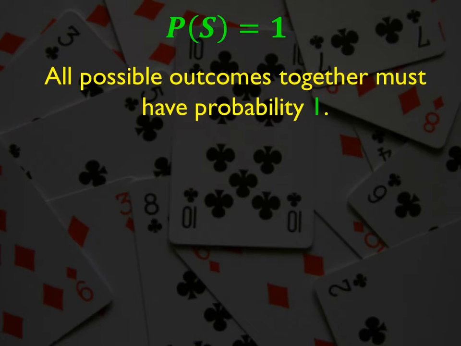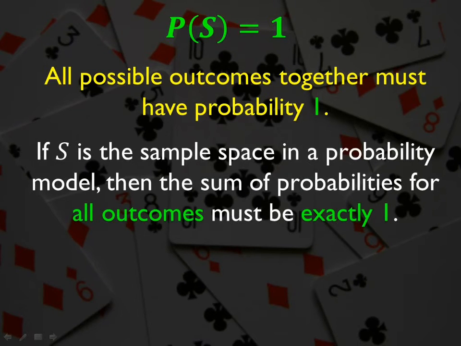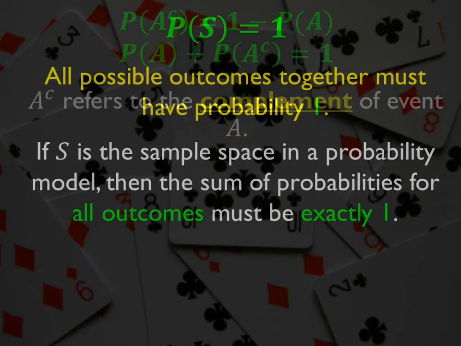Rule number 2, the probability of all the elements in the sample space equals 1. All possible outcomes together must have probability 1. So if S is the sample space in a probability model, then the sum of probabilities for all the outcomes must equal exactly 1. So the probability of any of the outcomes showing up is 1.